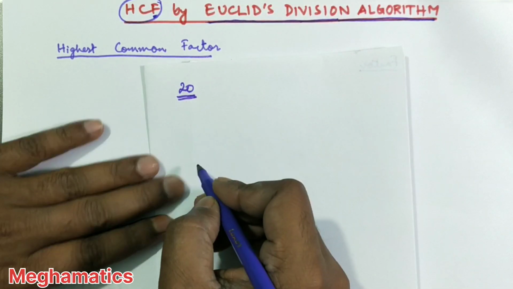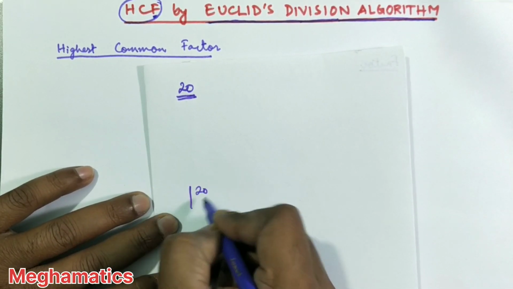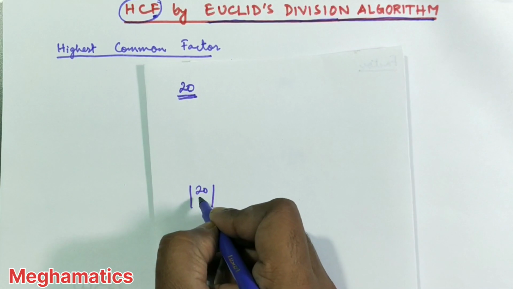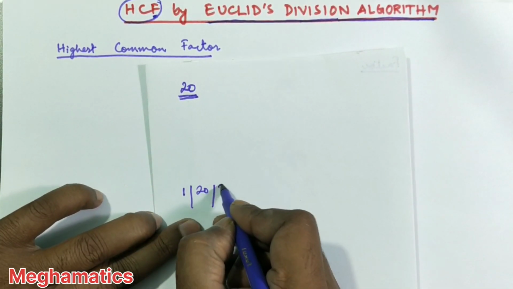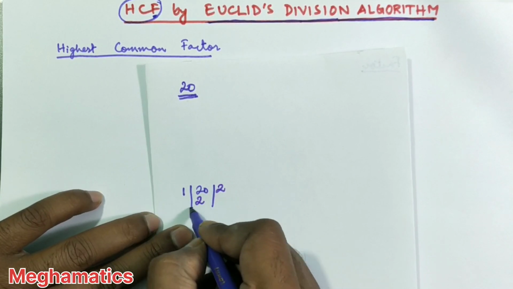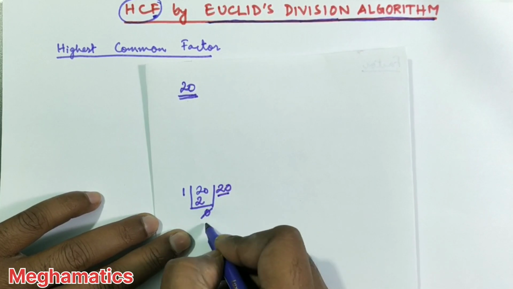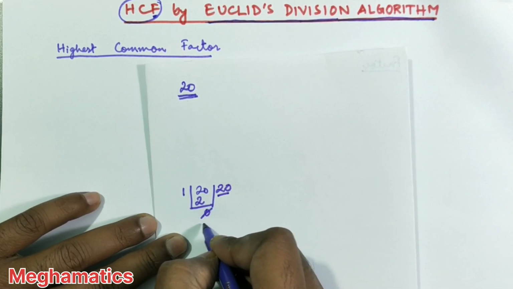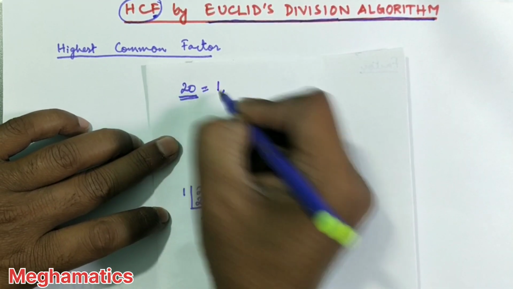So we'll see some numbers. Suppose we have 20. We'll check whether 1 is a factor of 20 or not. If we divide 20 by 1, we'll get 20 times and what will remain? 0. So the remainder comes 0. If the remainder comes 0, then 1 is a factor.